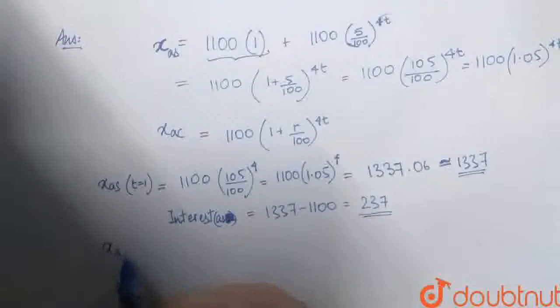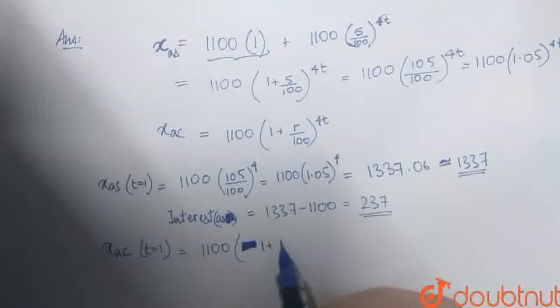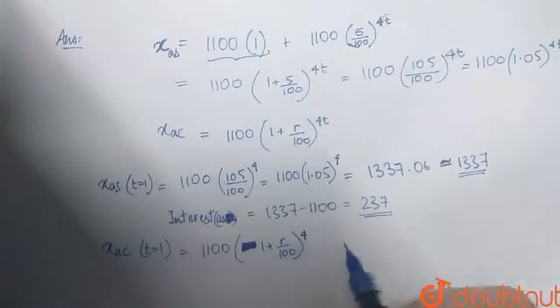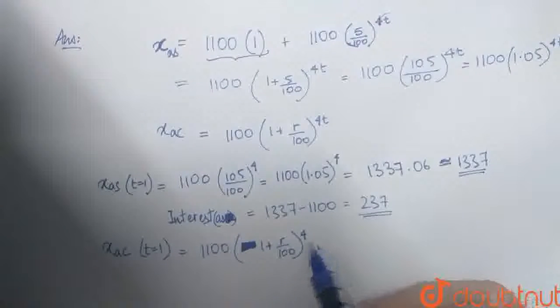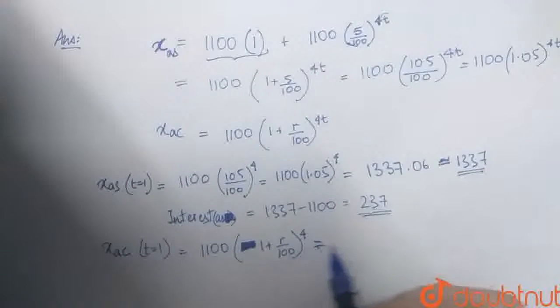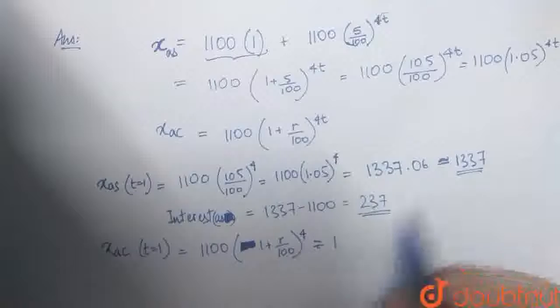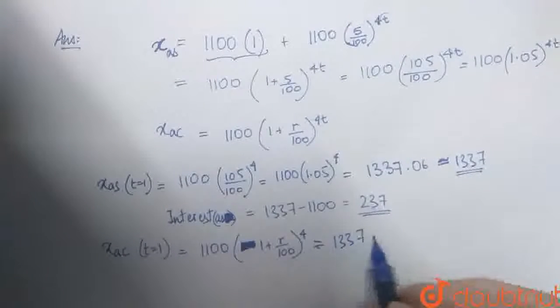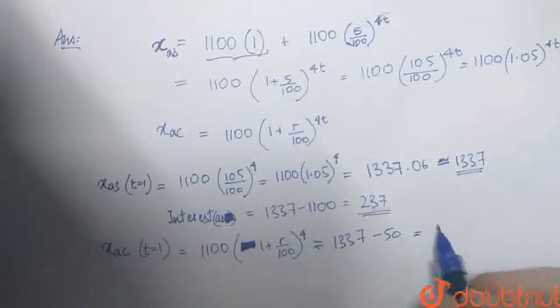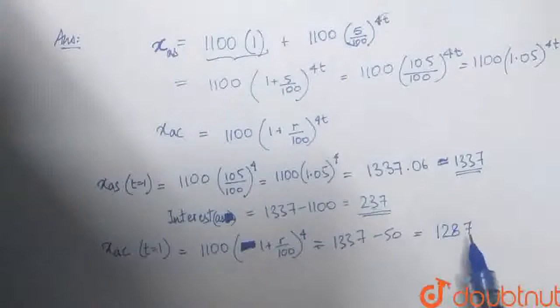The actual amount she got was XAC for t equals 1, which is 1100 times 1 plus r by 100 to the power of 4, right? And whatever this was, it was $50 less than the assumed amount. So $50 less than the total amount, which is 1337 minus 50, which is 1287. So she actually got this amount, right?